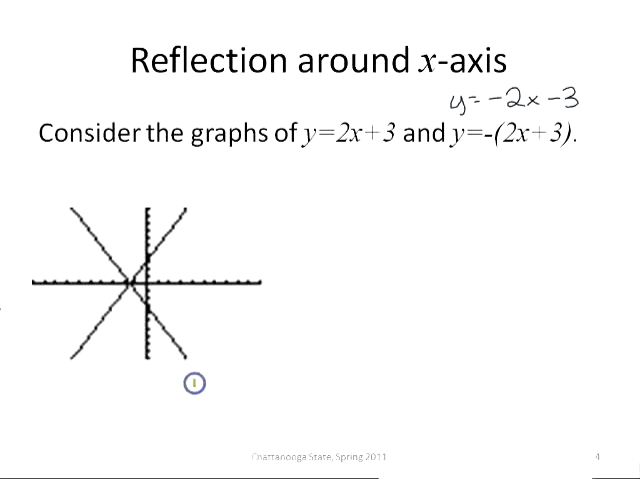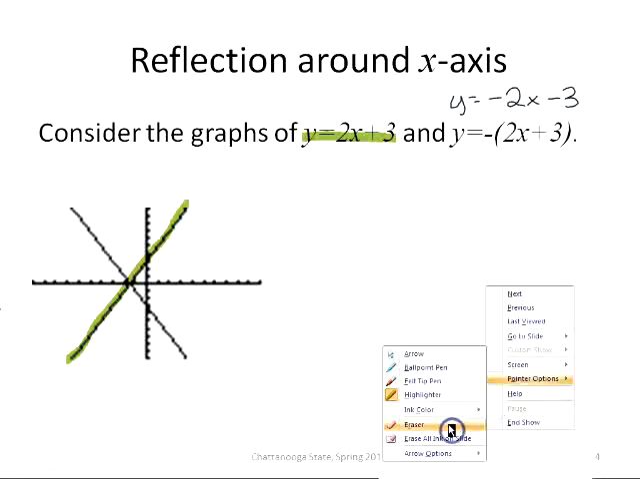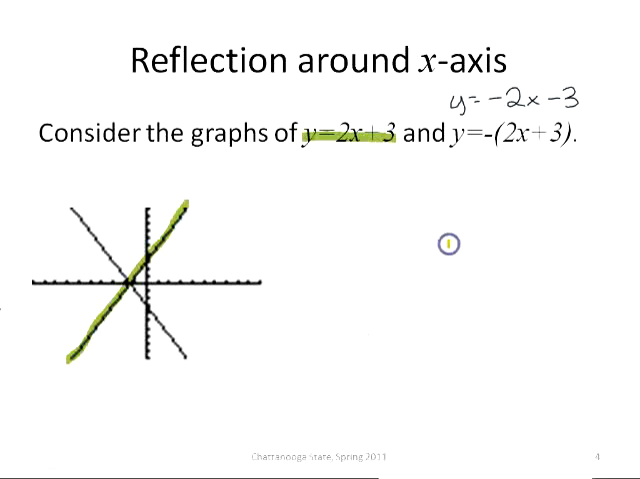Again, let me change to my highlighter so we can tell which graph is which. Here, y equals 2x plus 3 is going to be this graph. It's the line that has the positive slope. So, the graph of y equals negative 2x minus 3 is the one with the negative slope.